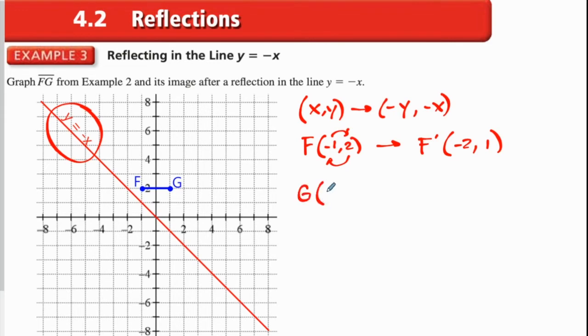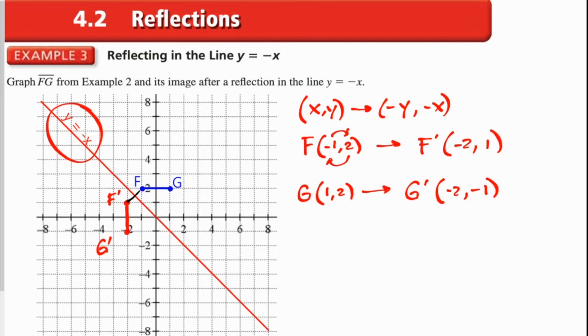G has coordinates 1, 2, and when we reflect it across this line, once again, we're going to switch the coordinates and change the signs. So now if we plot these points, F prime is at negative 2, 1, and G prime is at negative 2, negative 1. We can see that this follows a perpendicular path and is equidistant. The F's are each half a diagonal away, and the G's are on the perpendicular path and equidistant. They are each 1.5 diagonals away.